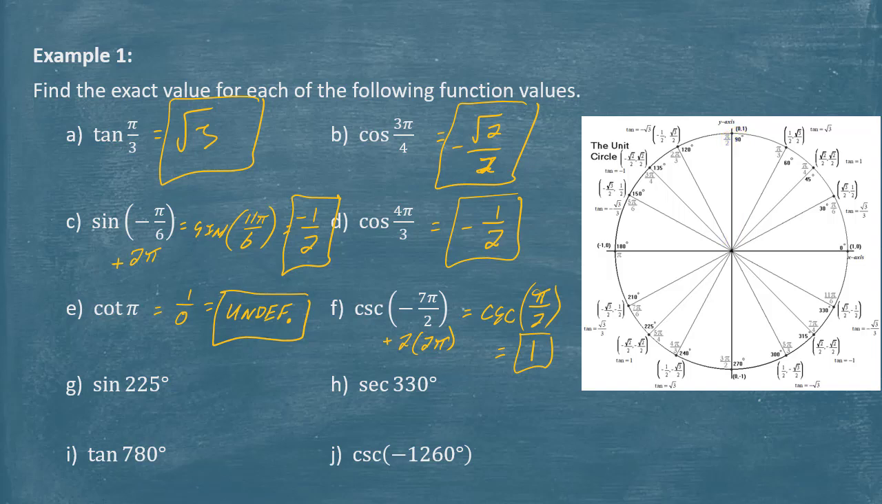Again, now 225 degrees, that would just be in this third quadrant. I need the y value there, so the y value happens to be negative rad 2 over 2, so that would be the sine value for that angle.